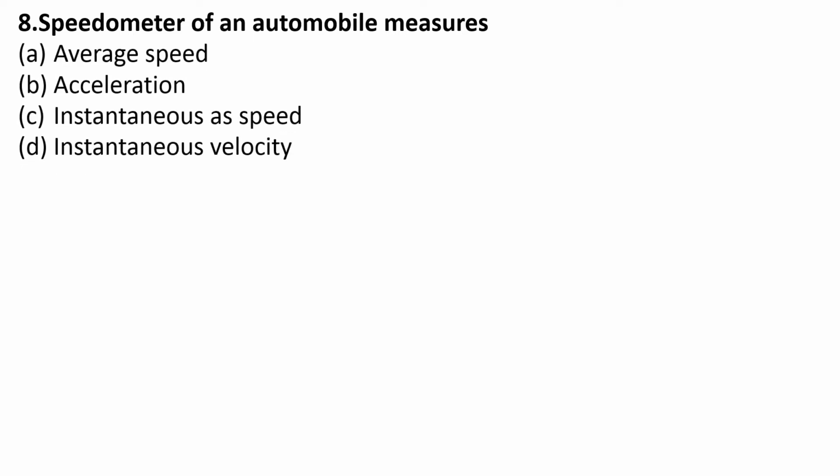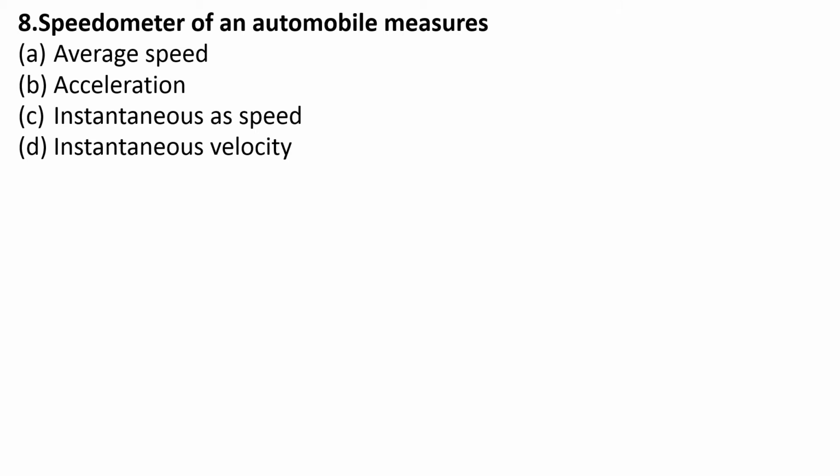Next question, 8th question. Speedometer of an automobile measures, options are A. average speed, option B. acceleration, option C. instantaneous speed, option D. instantaneous velocity.